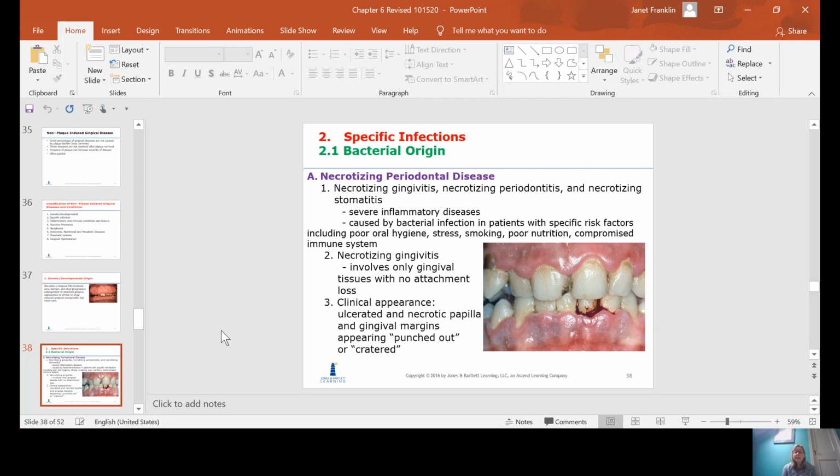The clinical appearance, it has a very distinct clinical appearance. You have your ulcerative and necrotic papilla. So you can see in this picture, the papilla are very big and inflamed.